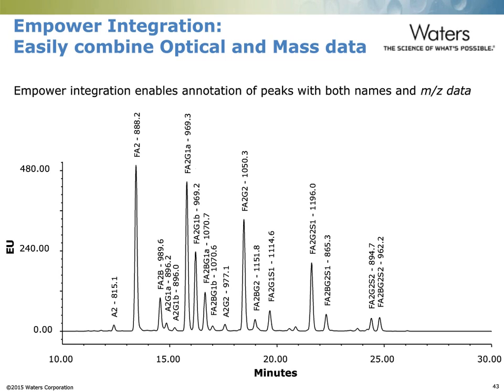In addition, the underlying mass information can be used to confirm whether or not there are any coelutions or other species within any of those chromatographic peaks.